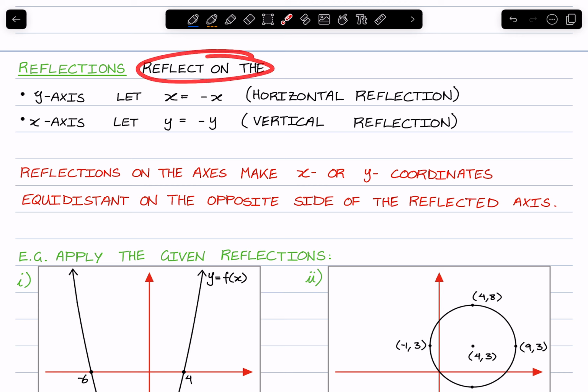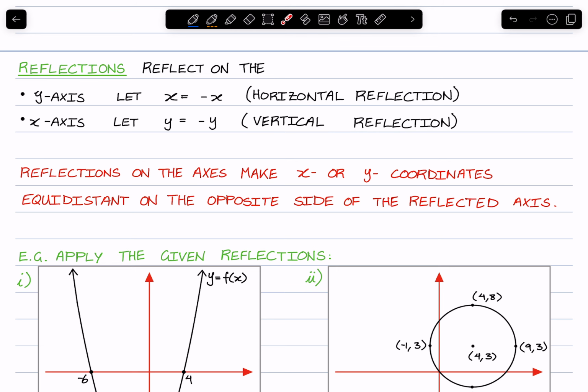Likewise, to reflect on the x-axis, we let y equal negative y. And once again, just so that we're not so confused, since it's reflecting on the x-axis, we're changing y values. Think of this instead as a vertical reflection.